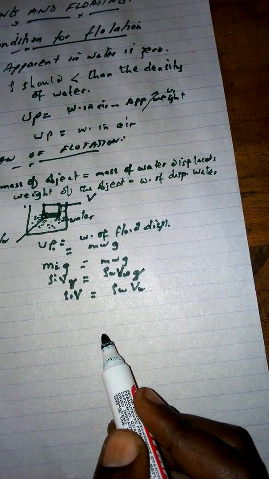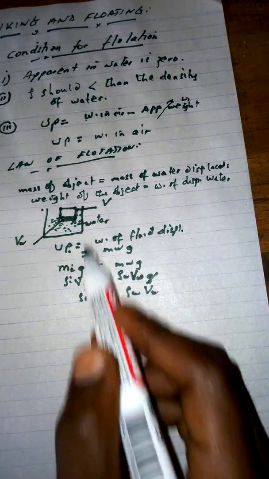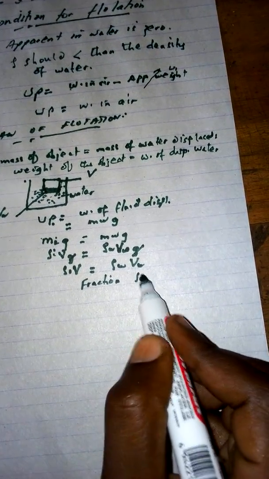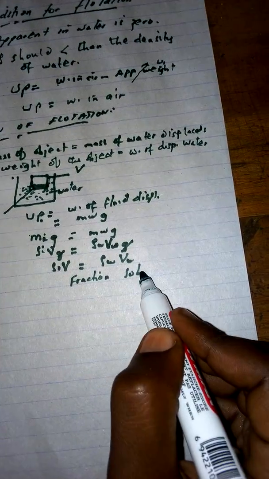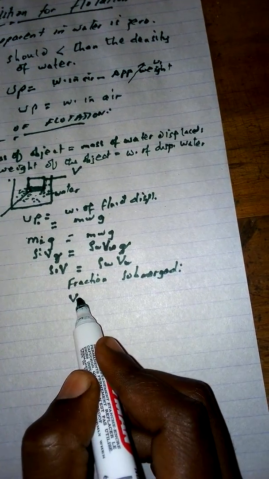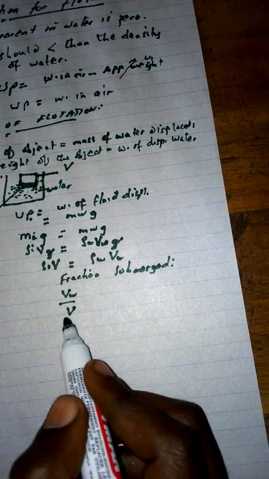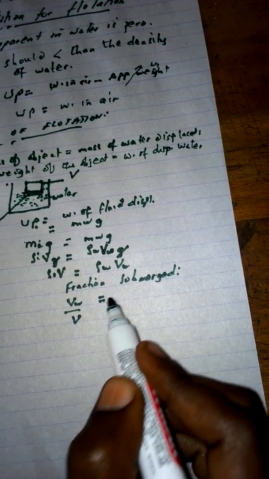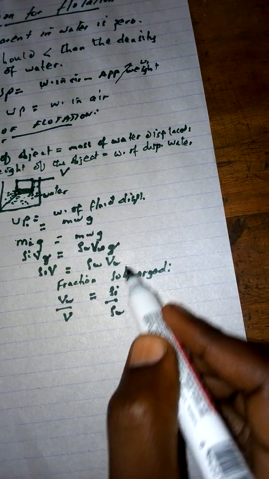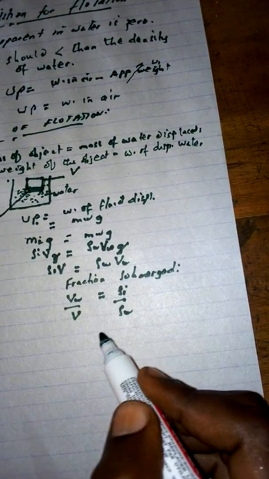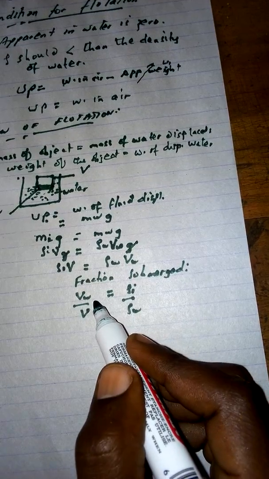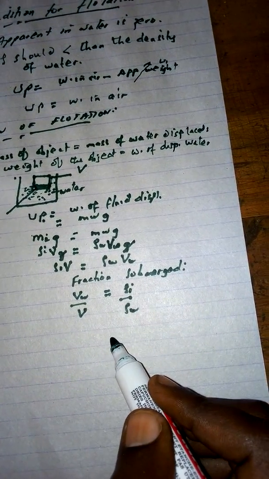So in order now to calculate the fraction submerged, which is below the water surface, it can be calculated by taking V of water divided by V, which is the total volume. This will be equal to the density of ice divided by the density of water. This will be the fraction of the amount of ice which will be below the water surface.